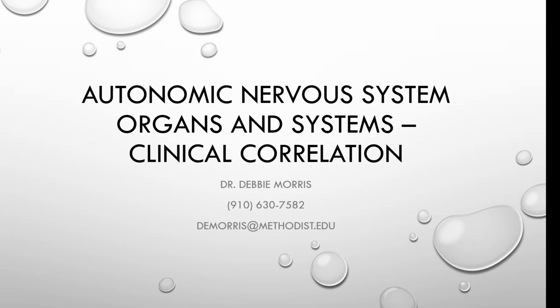And today we're going to take the information in the previous lecture on the autonomic nervous system and apply it to some organ systems to get a sense of how the information that you're learning applies to actual clinical medicine. We have a number of objectives.